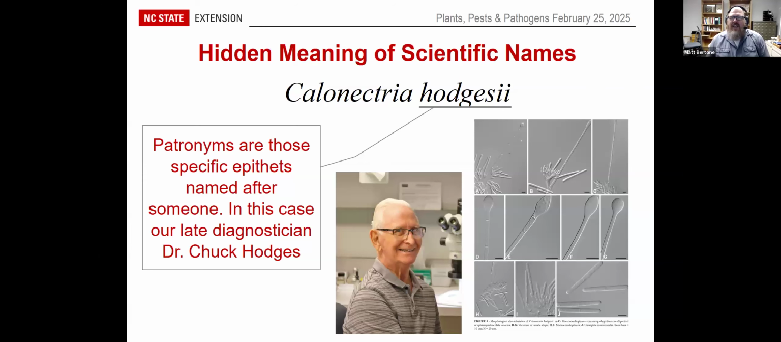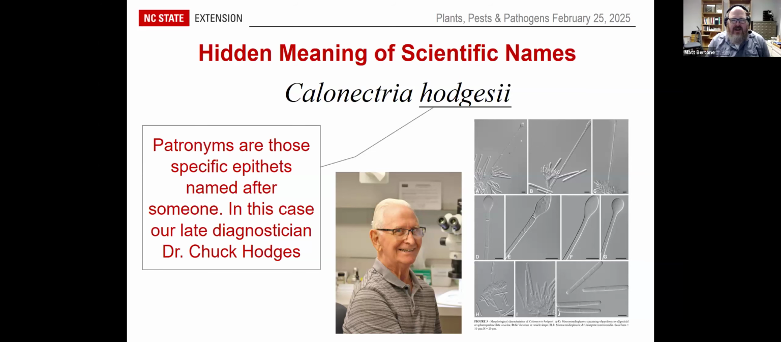And of course, scientific names can come from people's names if they're named after that person. So, for instance, Calonectria hodgesii is a fungus that was named after our late friend and diagnostician, Dr. Chuck Hodges, in the lab. People can have things named after them by other people. It is kind of a faux pas to name something after yourself, but you can name it after your spouse or your cousin or whatever. And then if some people really respect you, they'll name it after you, or if you collected it.